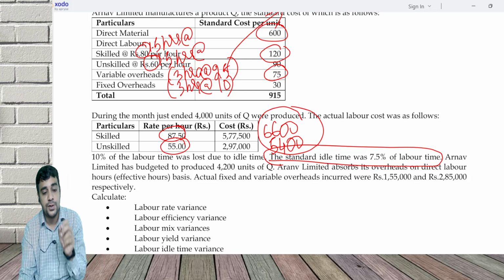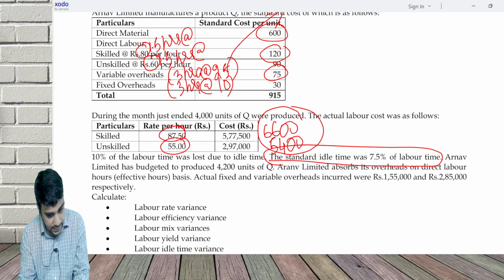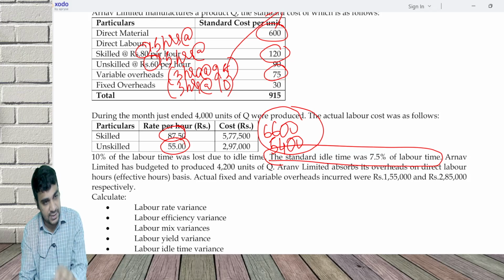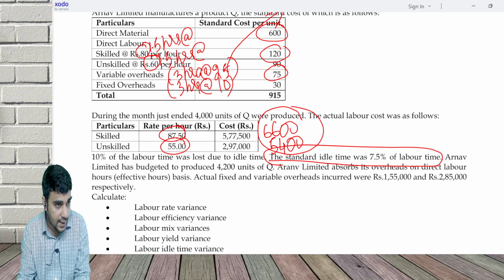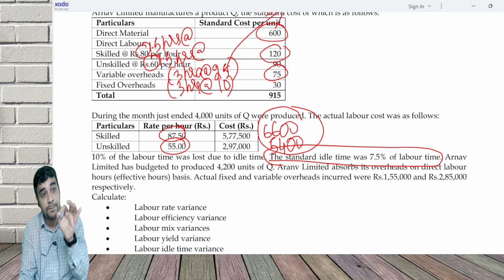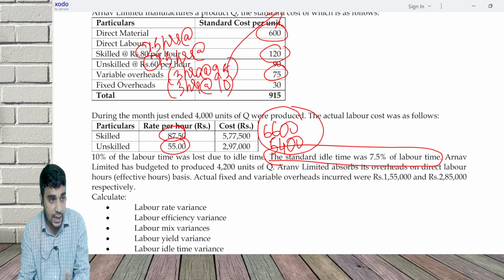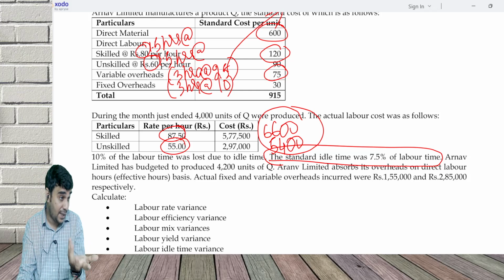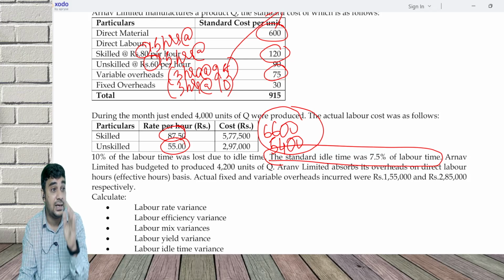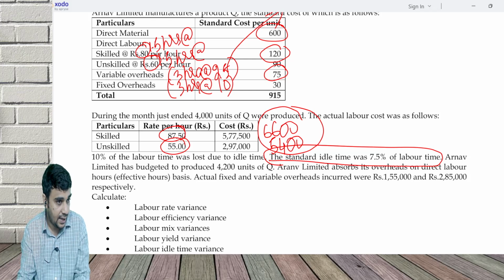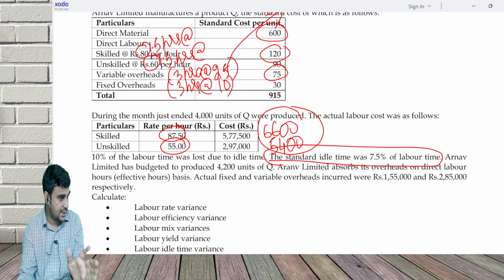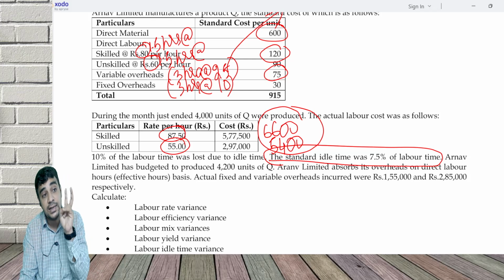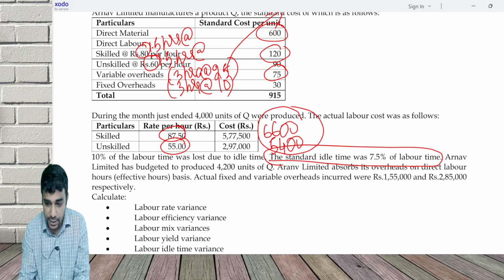Anything beyond that, if the question says 10% of the labor time was lost due to idle time and standard labor idle time is 7.5%. If both were 7.5 and 7.5, this is a problem without idle time. And if it was 5%, then technically idle time is negative 2.5%. We will not see such a situation. So in this case, idle time is only 2.5%.